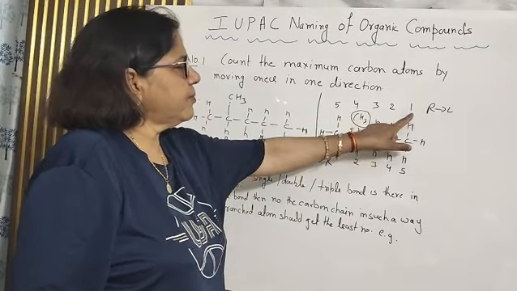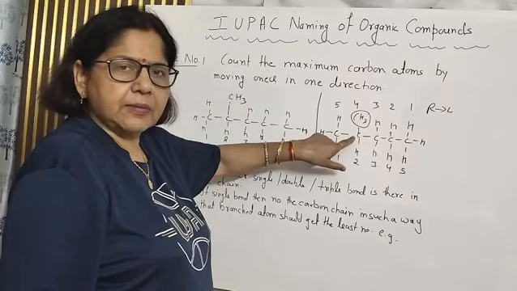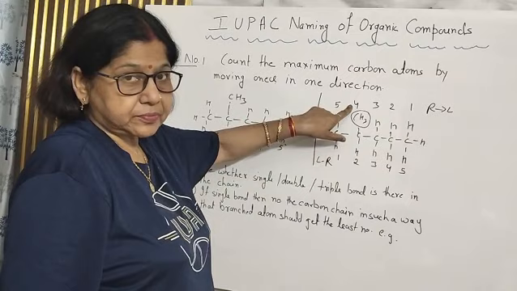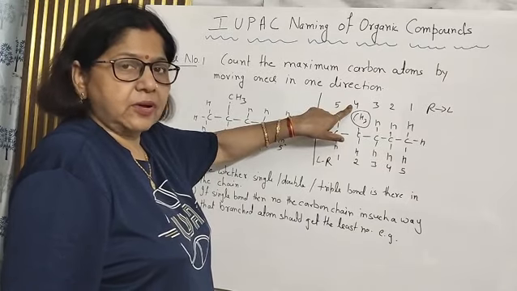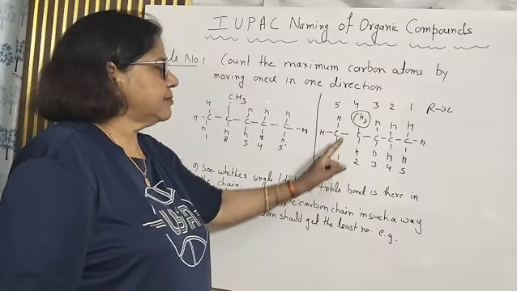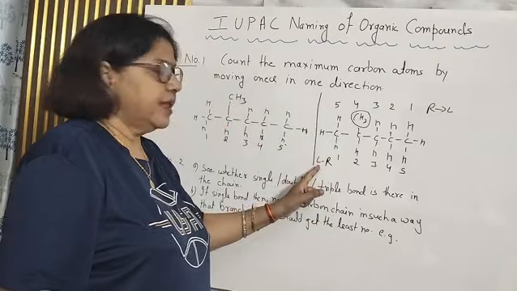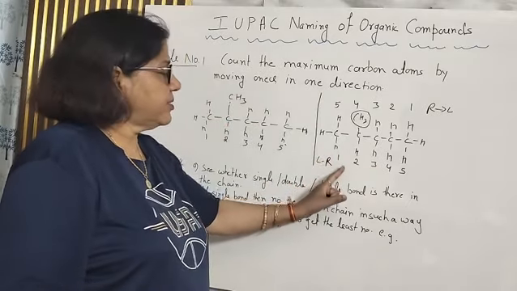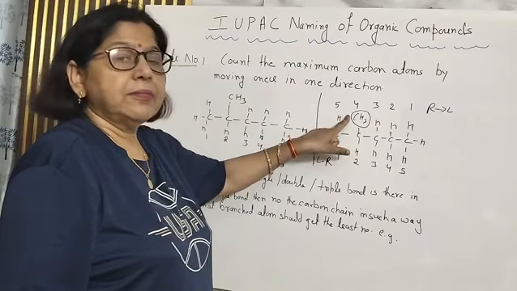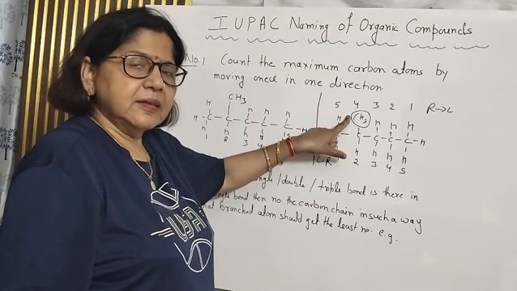So if I move from right to left, I am able to give this carbon, which is basically a branch carbon atom, number 4. So that is not correct, because according to the rule we have to give the least number to the branch carbon atom. So which method is correct? Left to right, in which the second carbon atom is having the branching. Branching means other than hydrogen any other group is present.